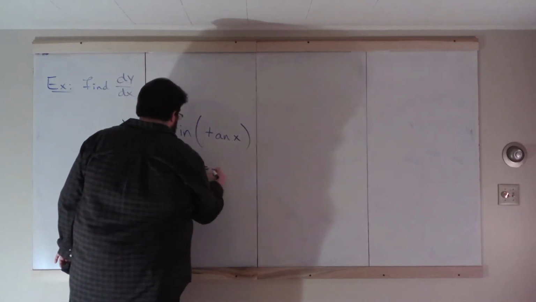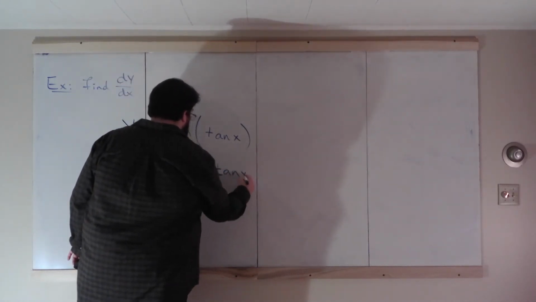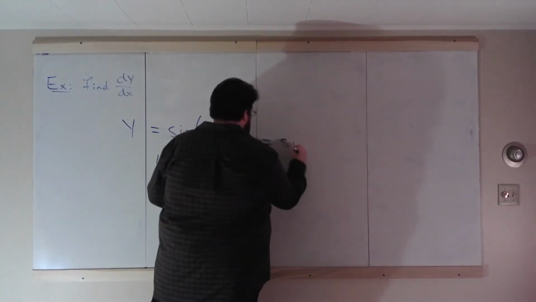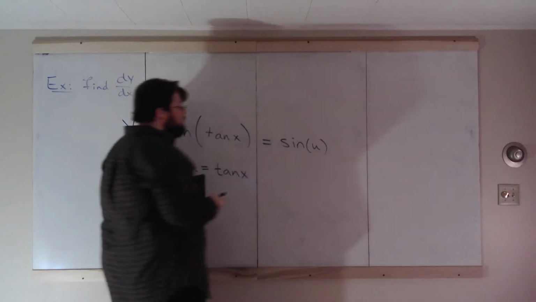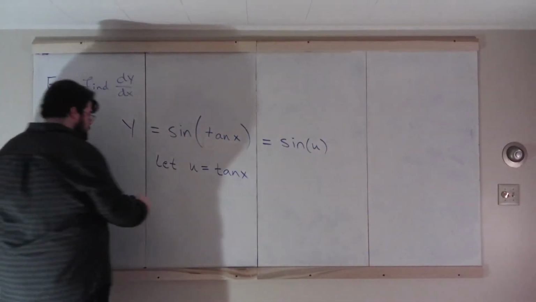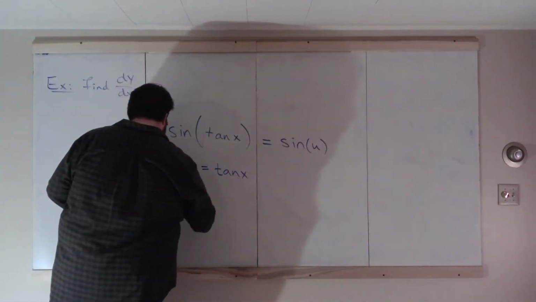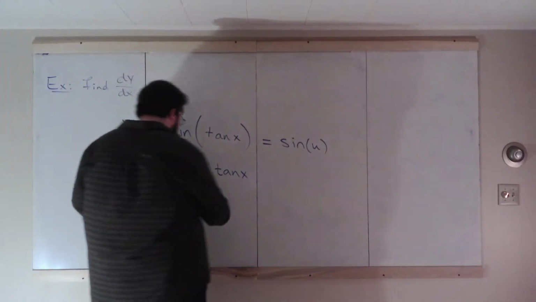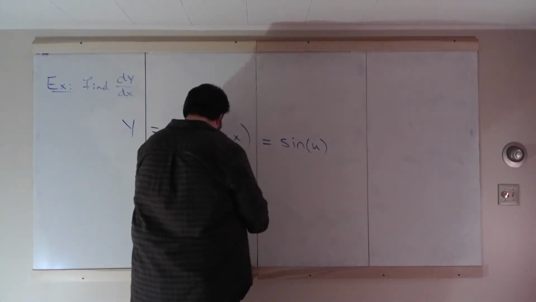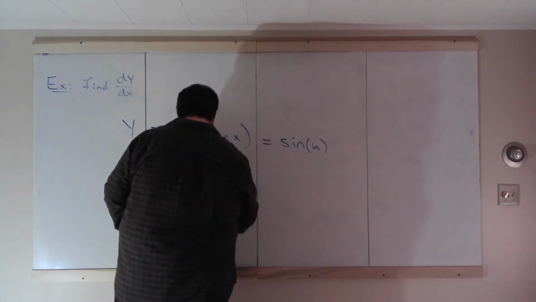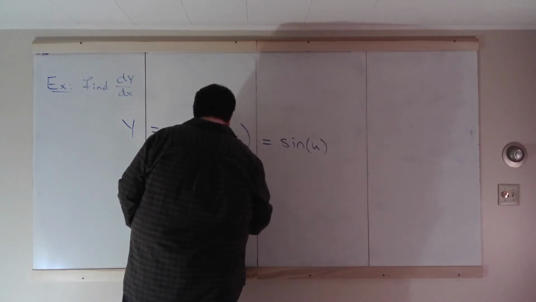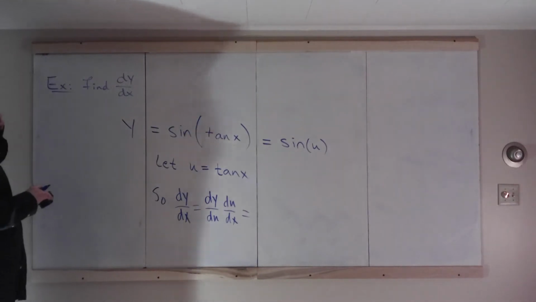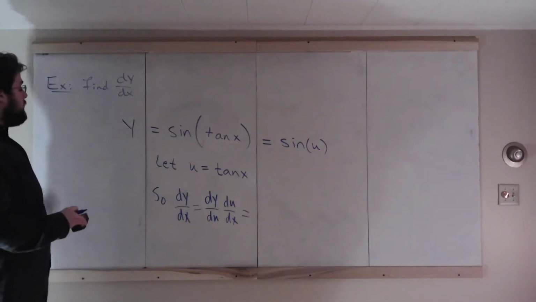So here we're going to let u be the inside, tangent of x. Well, what happens if we do that? Well, again, y is just sine of u. So what's dy dx? dy dx is dy du du dx. Again, very important formula. dy du du dx. Again, they do not act like fractions. The derivative is not a fraction, but the notation is convenient.